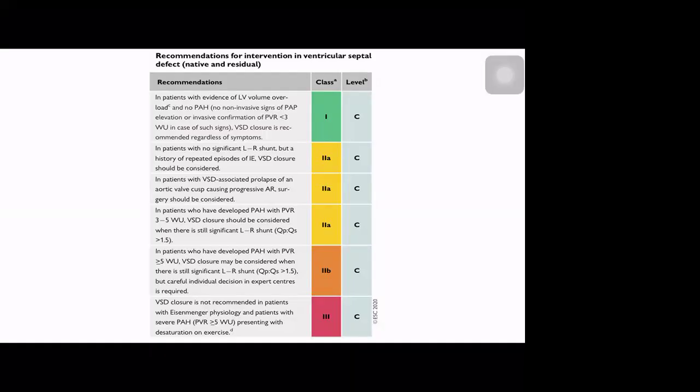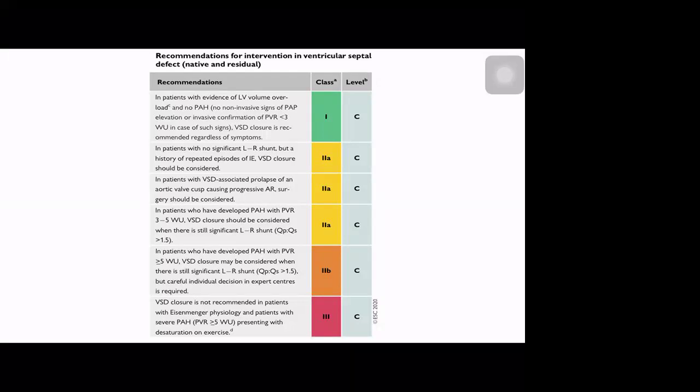What are the class 2 recommendations? Number 1, in patients with no significant left-right shunt but history of repeated episodes of infective endocarditis, closure to be considered. Second indication, patients with VSD associated with prolapse of an aortic valve cusp causing progressive aortic regurgitation, surgery should be considered.